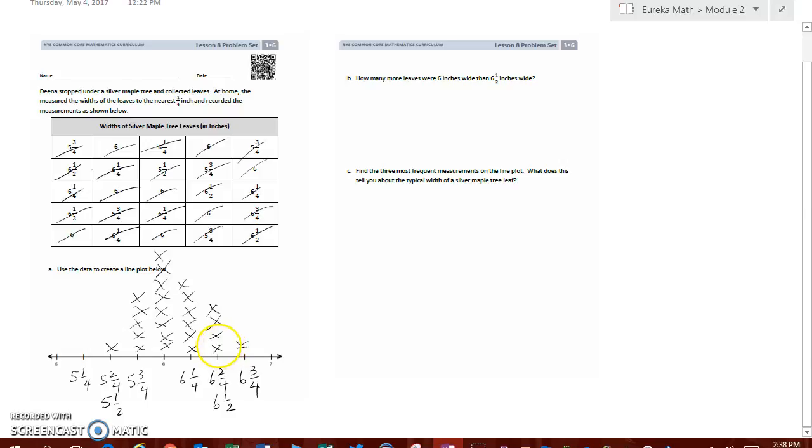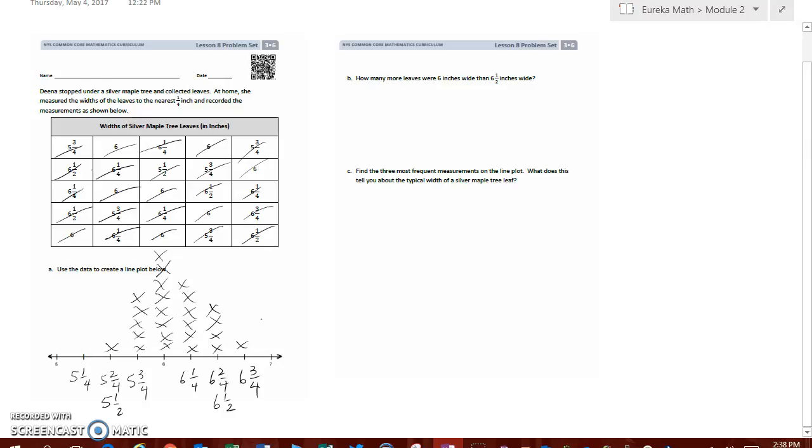Okay, and I try to make sure my rows across are matching up in a line. Okay, so your line plot should have 0 at the first two measurements, 1 at 5 and 2/4, 5 at 5 and 3/4, 8 at 6, 6 at 6 1/4, 4 at 6 1/2, and 1 at 6 3/4, 0 at 7.